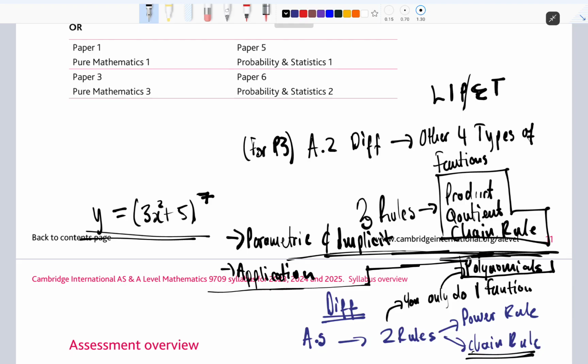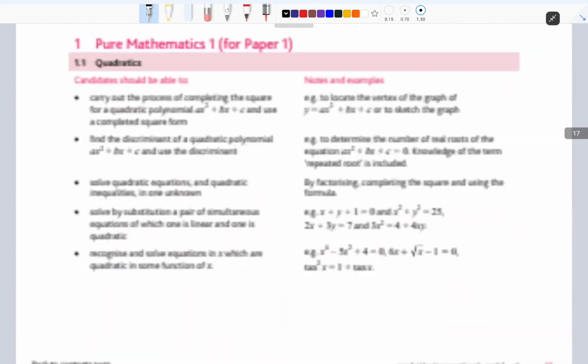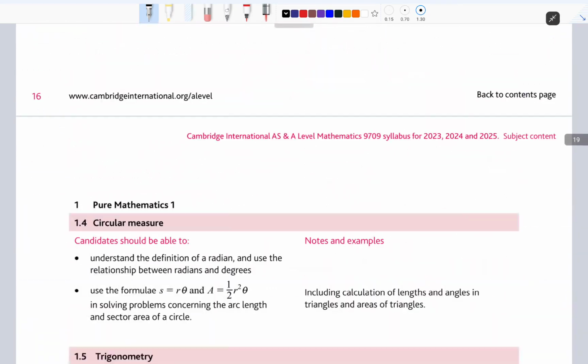Are we together? And the A2 now is what? Four types of functions. The three rules. Parametric and implicit. Then more on application, where we use it to apply again. And here it is from the syllabus. Then I close this video off. Here it is, what I'm saying.